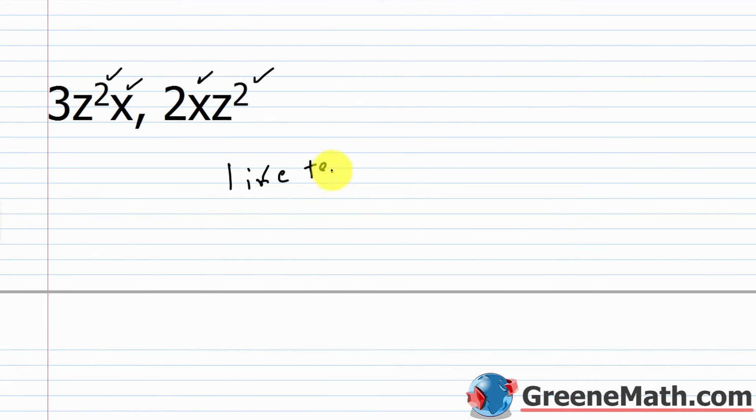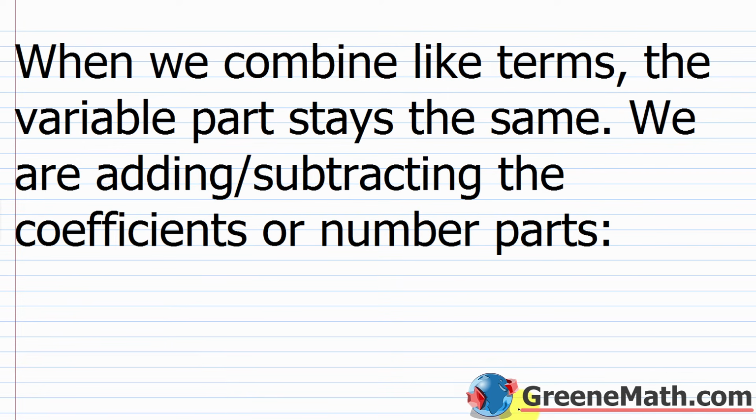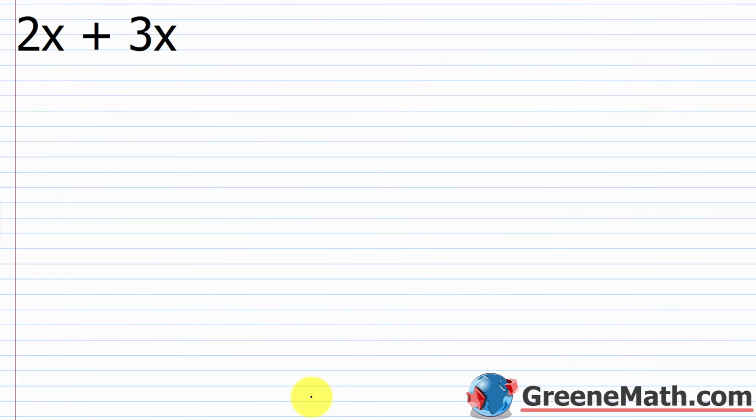Okay, so let's talk a little bit about what we're going to do with these like terms. All right, so when we combine like terms, the variable part stays the same. So if I have x squared and x squared, that doesn't change. We're just going to be adding and subtracting the coefficients, or again, the number parts. All right, so let's take a look at 2x plus 3x.